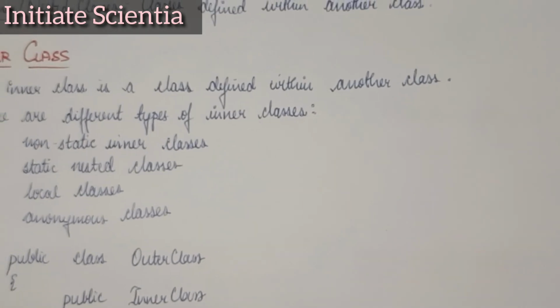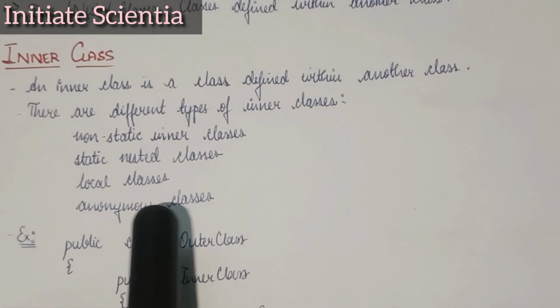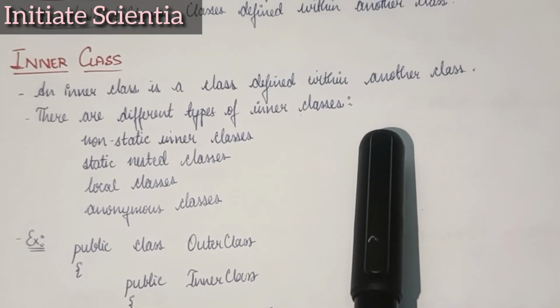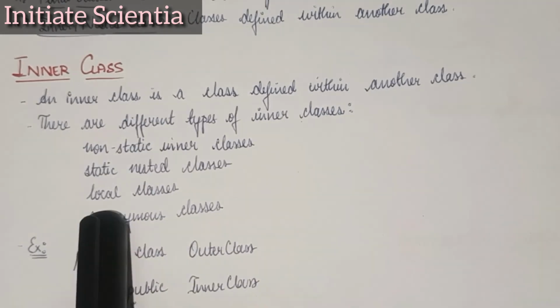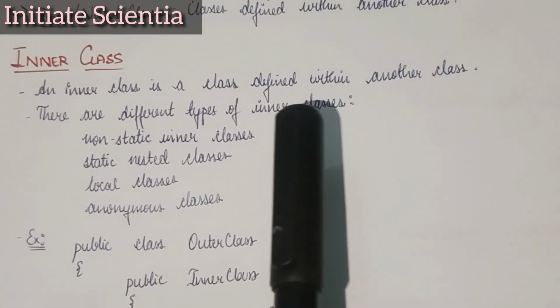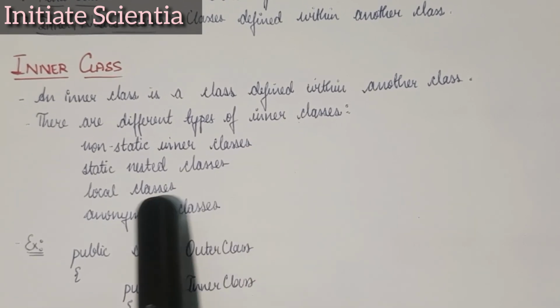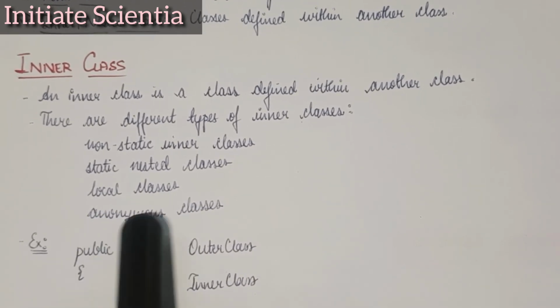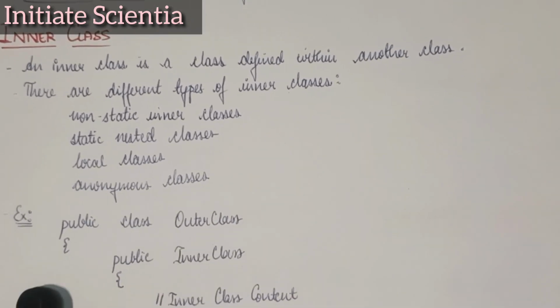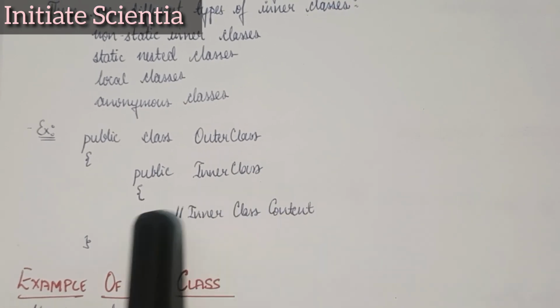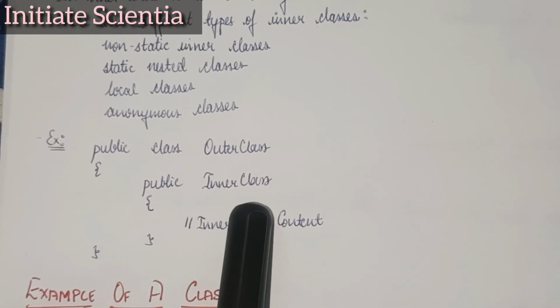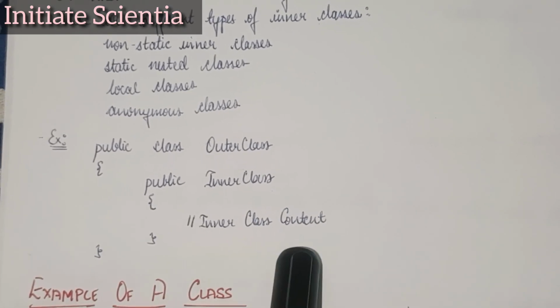Next, let's see about inner classes. An inner class is a class defined within another class. There are different types of inner classes, such as non-static inner classes, static nested classes, local classes, and anonymous classes. Example: public class OuterClass has public class InnerClass with inner class content.